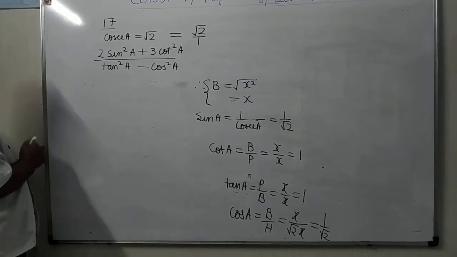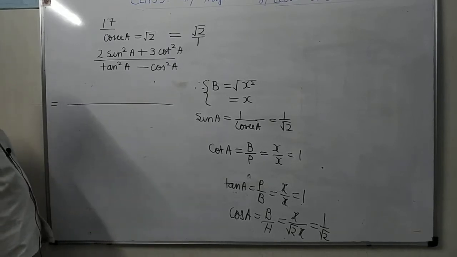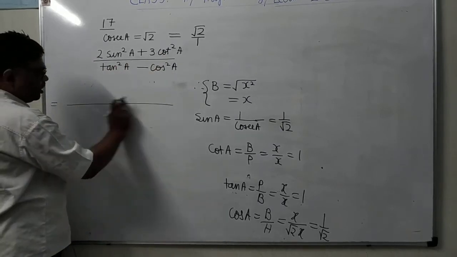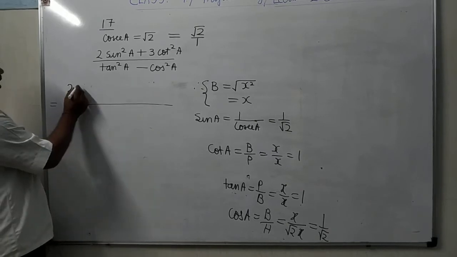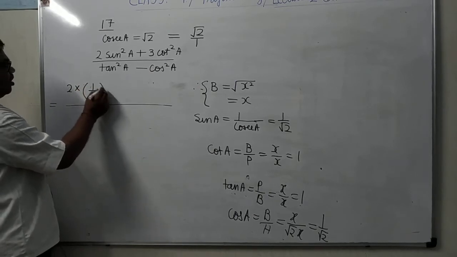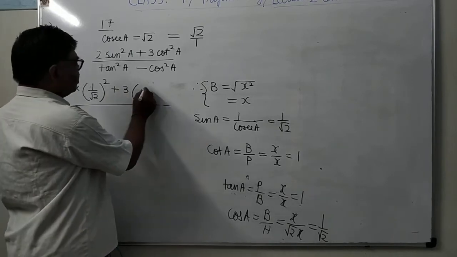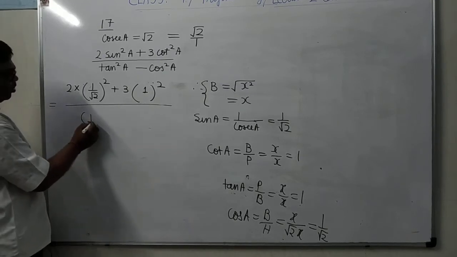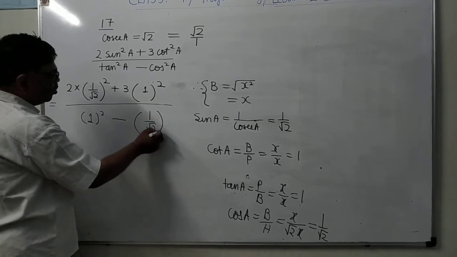So you can see here, how will you do? First you draw this fraction line, because here there are terms in the fraction. Then the 2 you write a little bit up. Sin A, what is sin A? 1 upon root 2 whole square, plus 3. Cot A equals 1 whole square. Tan A is also 1 whole square, minus cos A. Cos A is 1 upon root 2 whole square.